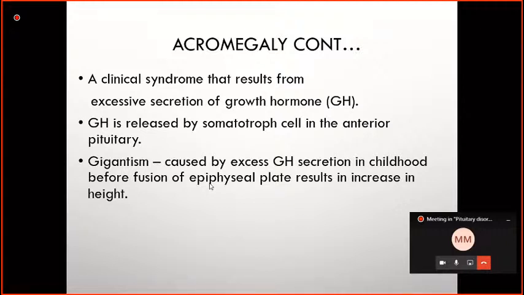So in children, you can have the effect on the long bone, because the fusion is not there yet. So you will have an increase in height. Whereas in adults, because you have stopped growing already, it doesn't affect the long bones so much. So you can have increase in other bones such as the skull, your jaws and the facial features. So you don't expect an increase in height.